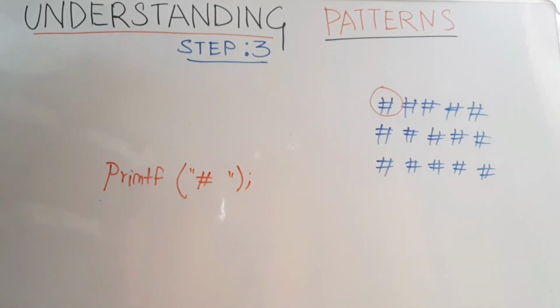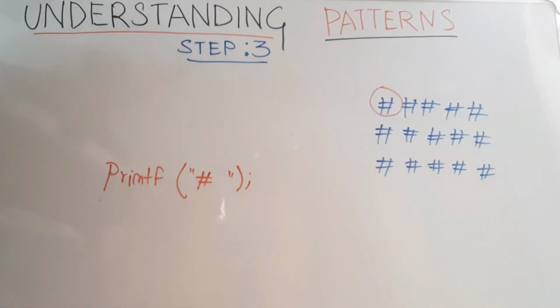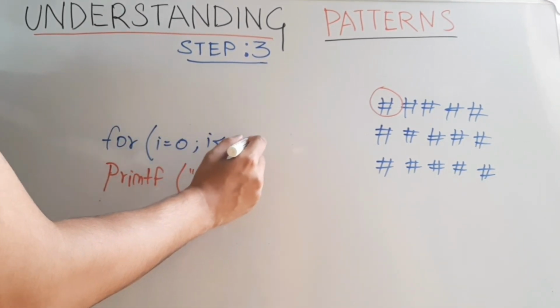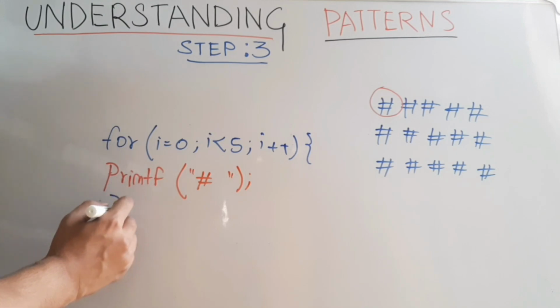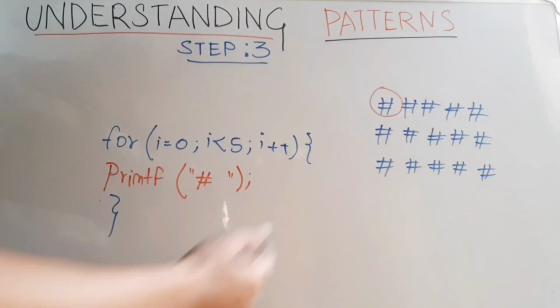What's the second most important thing we look in this pattern? Hash is being printed 5 times in a row. What's the third thing we notice here is, after printing 5 hashes in a row, the cursor needs to move into the next line to print the second line of hashes.